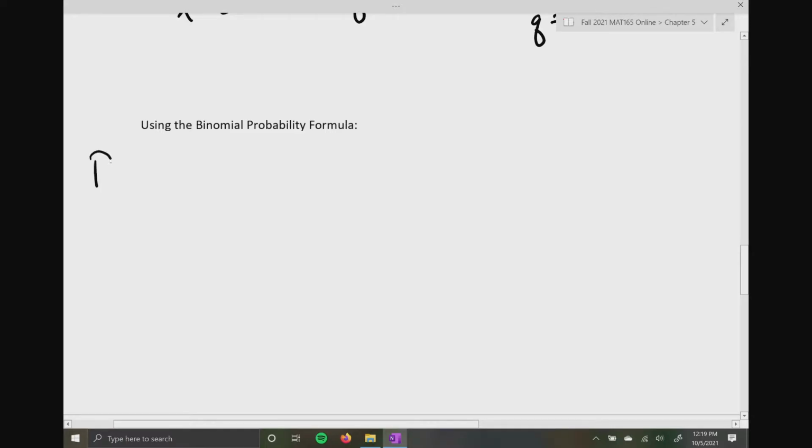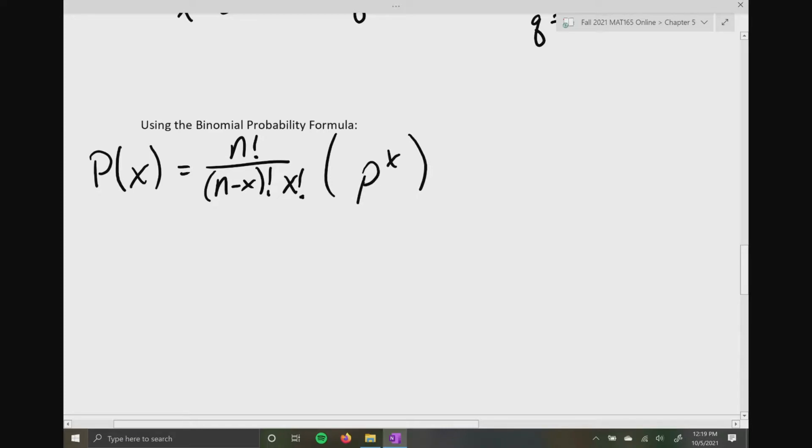So our formula is P of X is going to equal n factorial over n minus x factorial times x factorial, multiplied by p to the x, multiplied by q to the n minus x, for x equal to 0, 1, 2, all the way up to however many values you have. Okay?